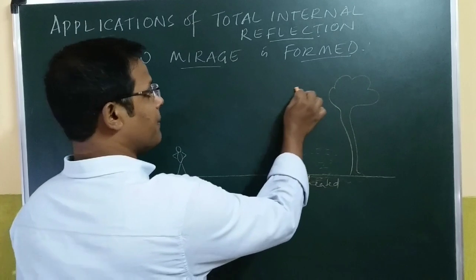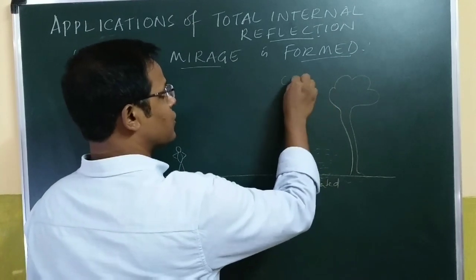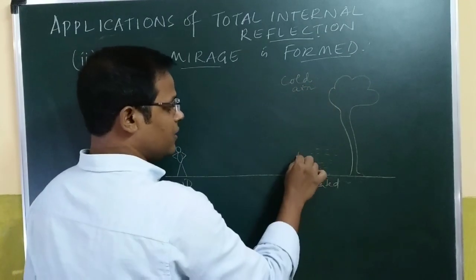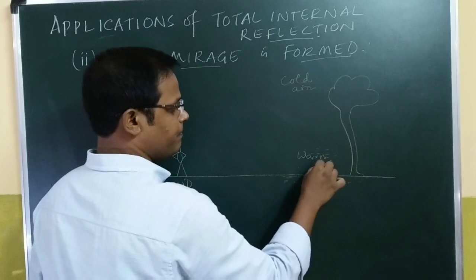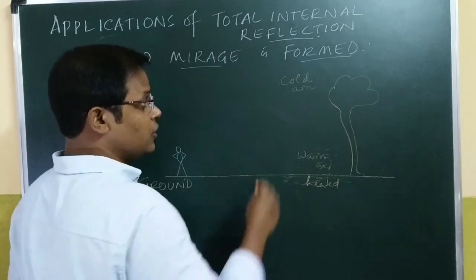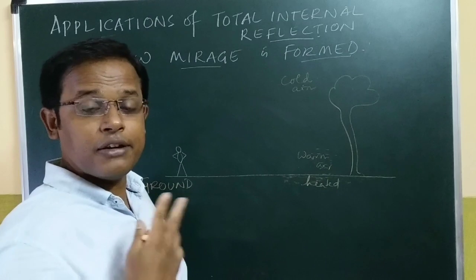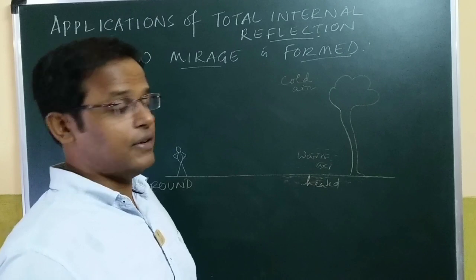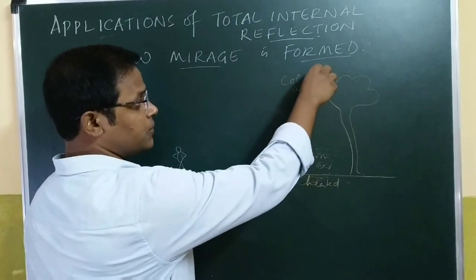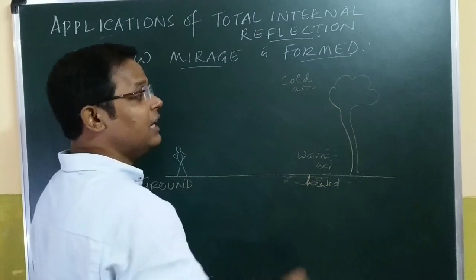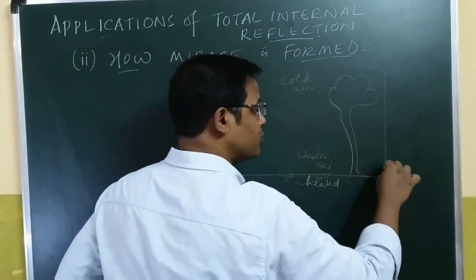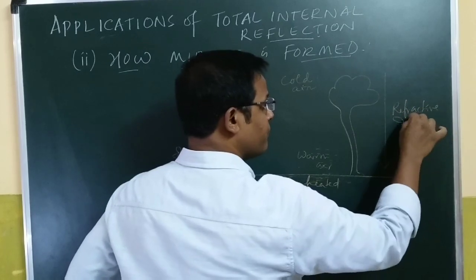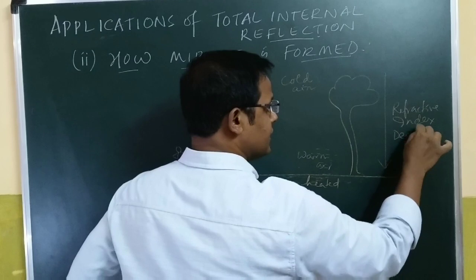But what about the air above this? This is cold pockets of air comparatively. So this is your cold pockets of air, this is your warm air. Cold pockets of air will have higher refractive index and warm pockets of air will have lower refractive index. So if you are seeing from top to bottom, the refractive index is continuously decreasing.